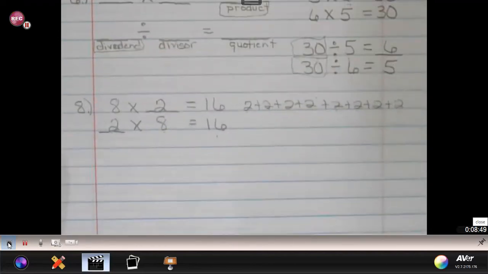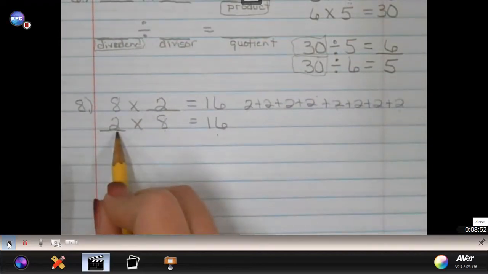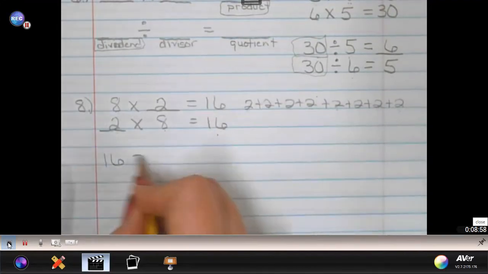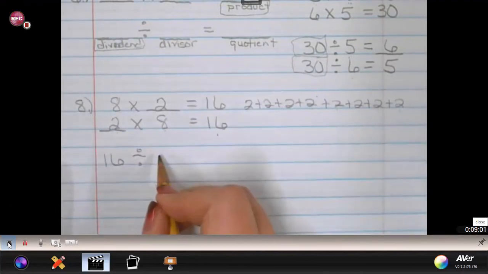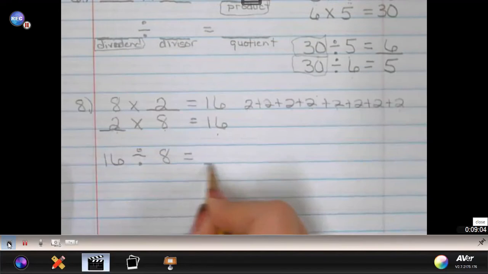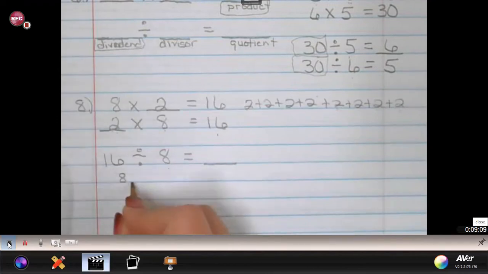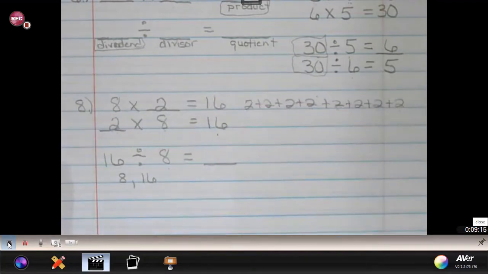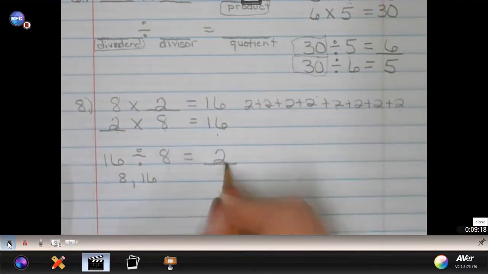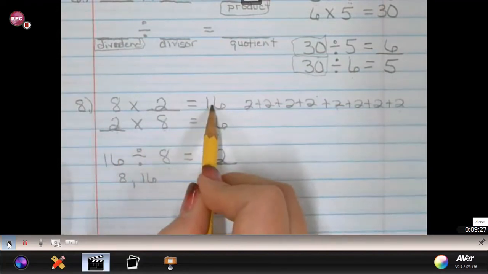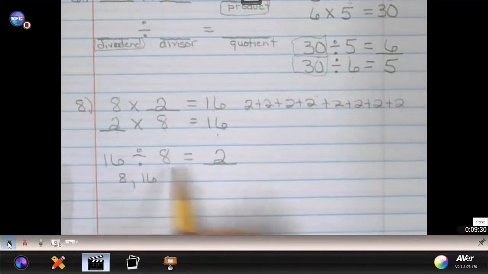Now, if I wanted to use the idea of unknown factor for division, I could take those 16 objects and I could still count by 2s to find out how many groups of those 2 I would get, or how many groups of my 8 I would make. So I could start with 8 and then skip count and add another 8, and that would be 16. So to get to 16, I would need 2 groups of 8. So 8 times 2 is equal to 16, like 16 divided by 8 is equal to 2.